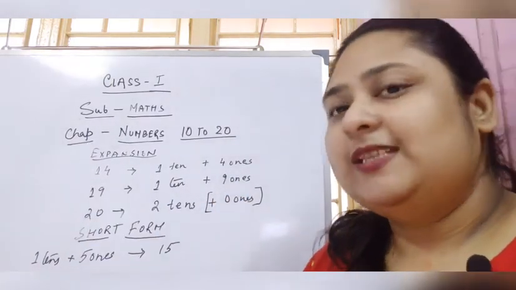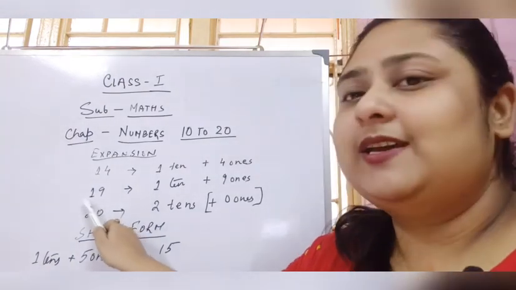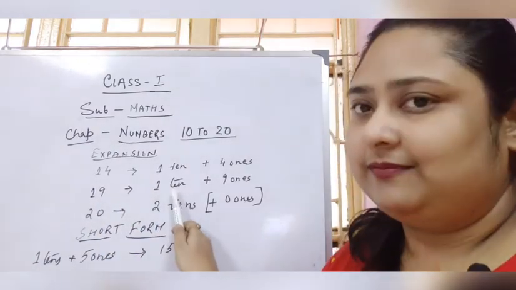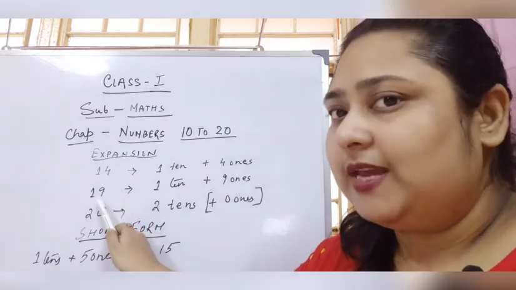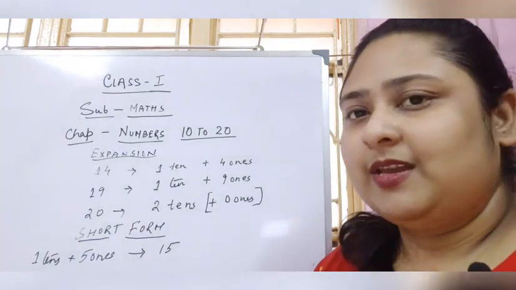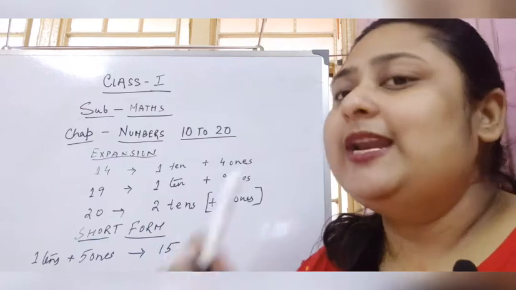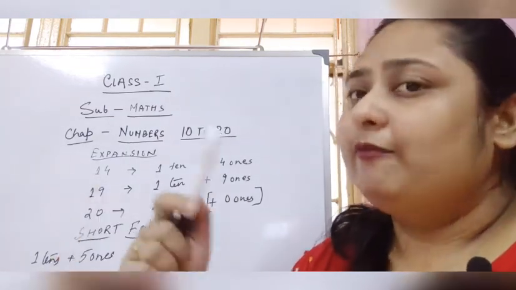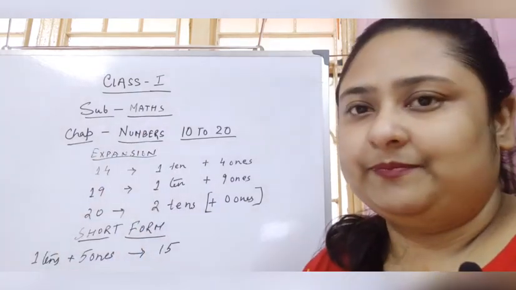Similarly children, if we write 19, so it becomes, what is there in the tens place? It is 1. So we can write 1 ten. And how many beads are there, or how many numbers are there in the ones place? It is 9. So we can write 9 ones. So children, we know that at ones place we can put only 9 beads, but further if we go for 20, 21, then we need to add another bead in the tens place.